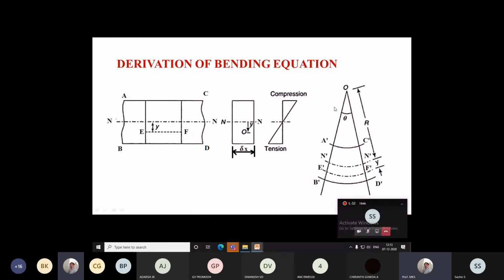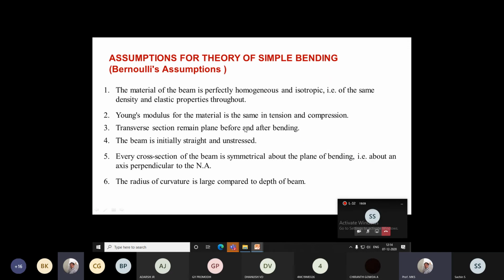So this length is larger. If you take the inner fiber or outer fiber, this length is large compared to the thickness or depth of the beam. So that is the next assumption. Very important.